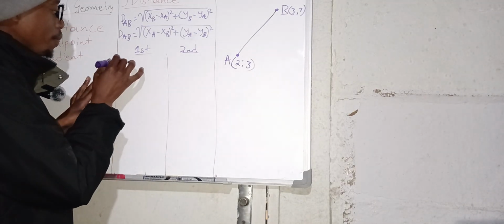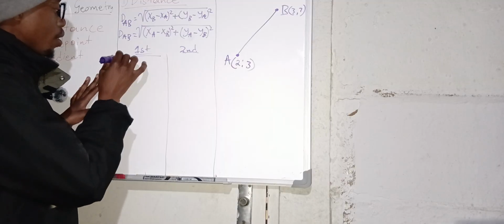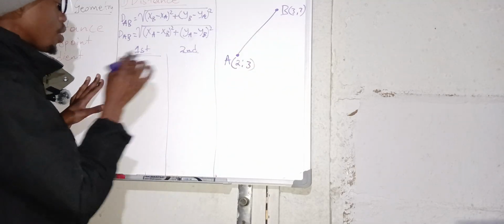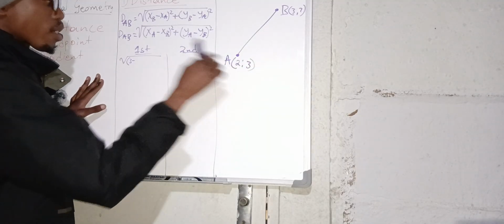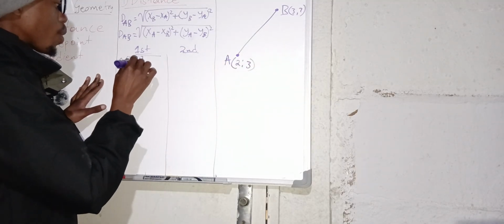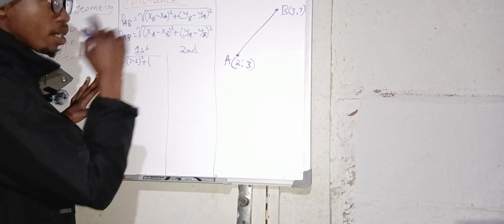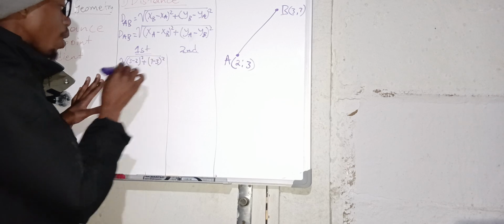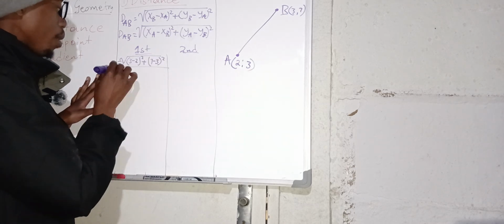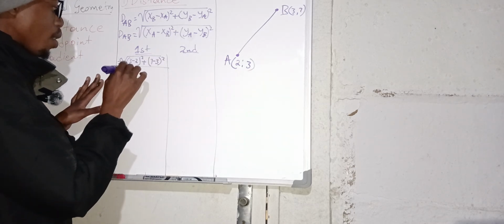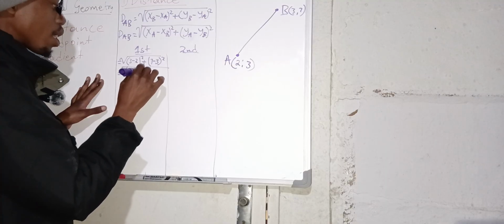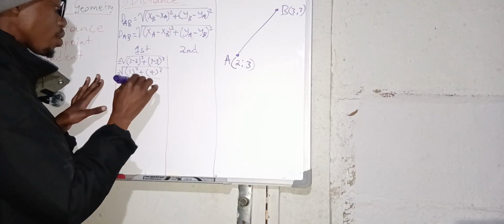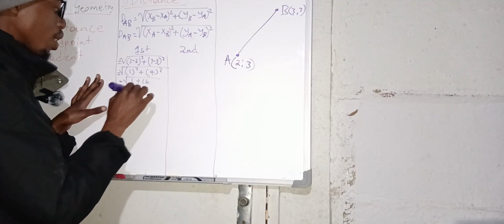So with the first one, we will have the square root of xb, which is 3, minus xa, 2, all of this is squared, plus yb, which is 7, minus ya, 3, all of that is squared. And then we'll end up having 3 minus 2 is 1 squared plus 7 minus 3 is 4 all squared, and this whole thing is 1 plus 16. It's going to be the square root of 17.